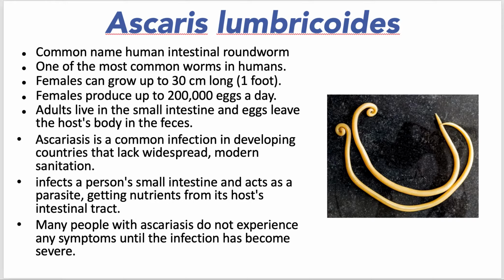So, this is a common name for human intestinal roundworm. It's one of the most common worms that's found in humans. The females can grow up to 30 centimeters long, so that's about a foot. And the females will produce up to 200,000 eggs per day. The adults will live in the small intestines, and the eggs will leave the host body within the feces.